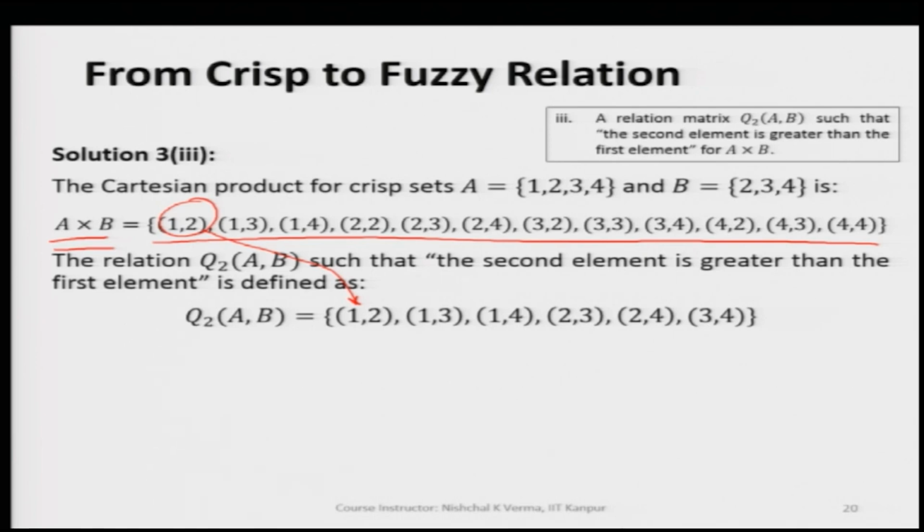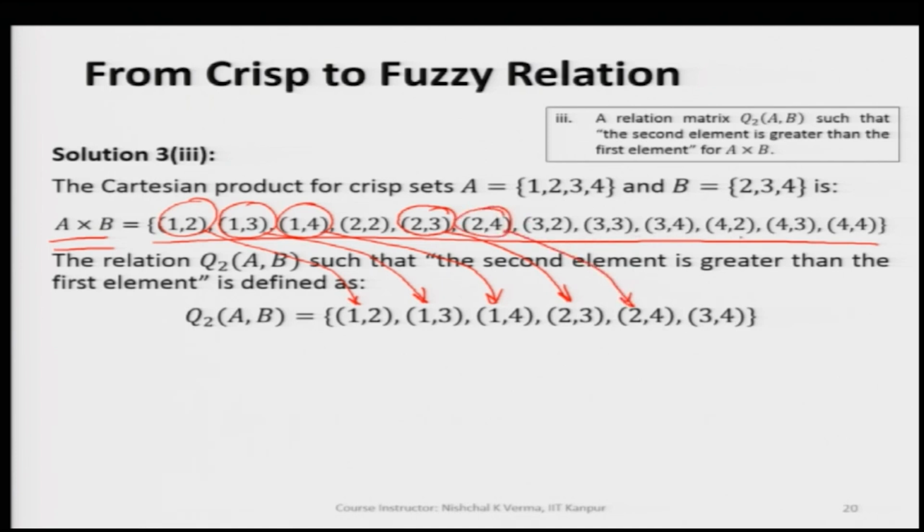We see that 1 2 is the first pair which satisfies this condition, and then we have 1 3, and 1 4, which also satisfy it. Then we have 2 2, which is not satisfying this condition because 2 and 2 are equal, so the second element is not greater than the first element. Then 2 3 is satisfying the condition, and 2 4 is satisfying this condition.